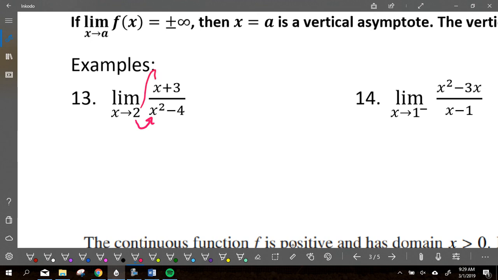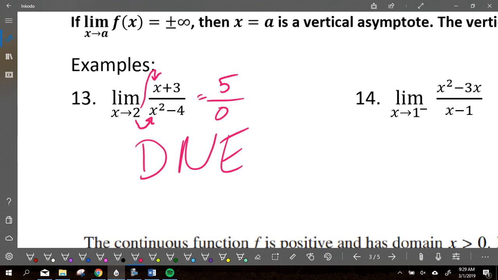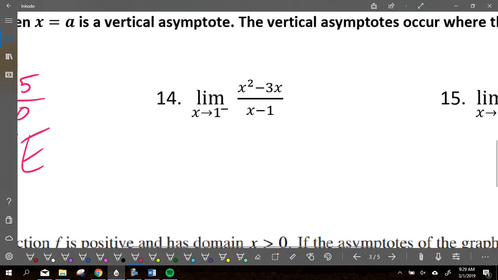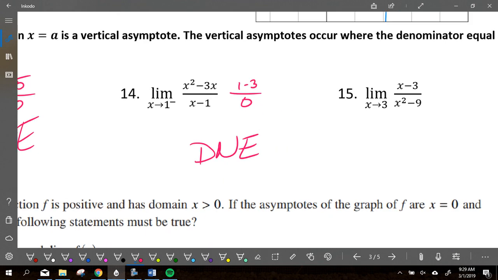Oh, good job. Plug in 2. If I plug in 2 on top, I get 5. If I plug in 2 on bottom, I get 0. What's my limit going to be? D and E. You get 0 on bottom, it's D and E. On 14, I plug in 1. If I plug in 1 on top, I get 1 minus 3. If I plug in 1 on bottom, I get 0. Guess what my limit is? Does not exist. It's an asymptote line. It's a vertical asymptote. That's what's happening. The limits go on to infinity.